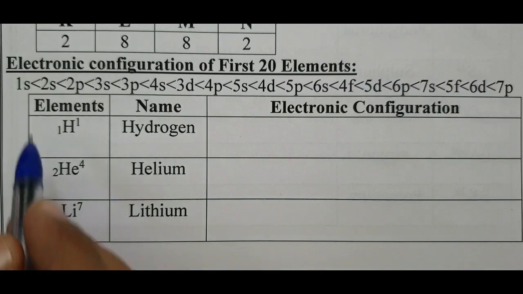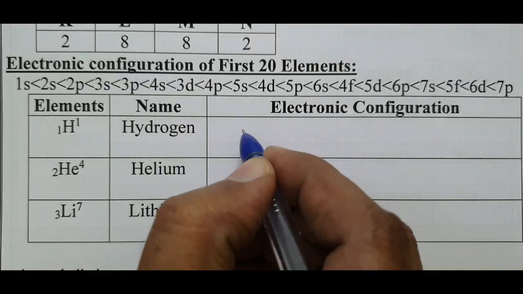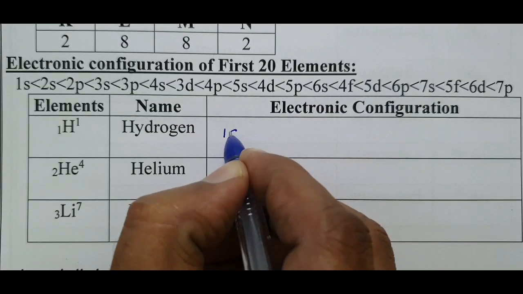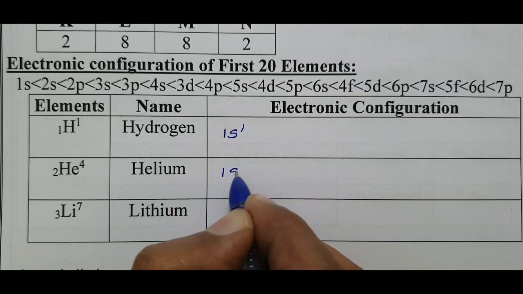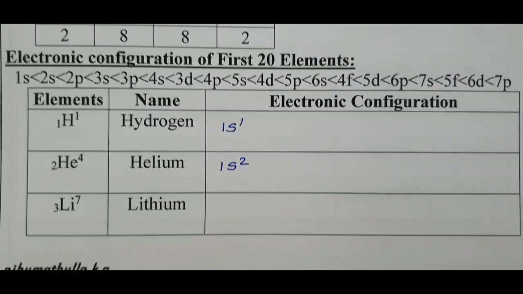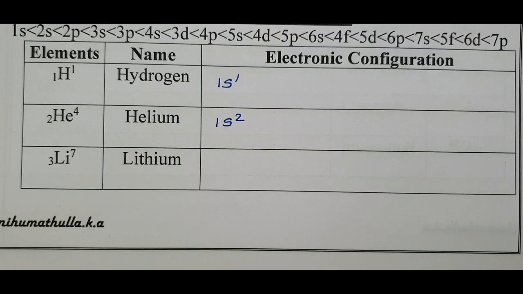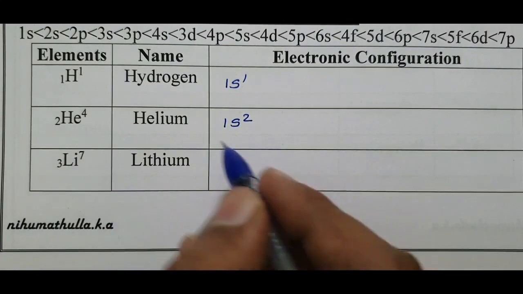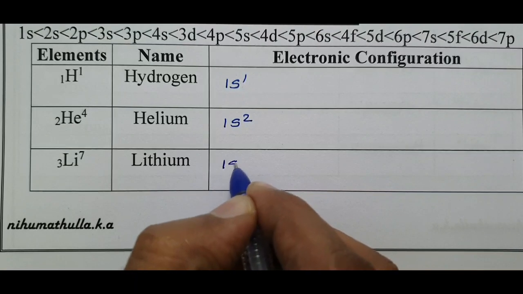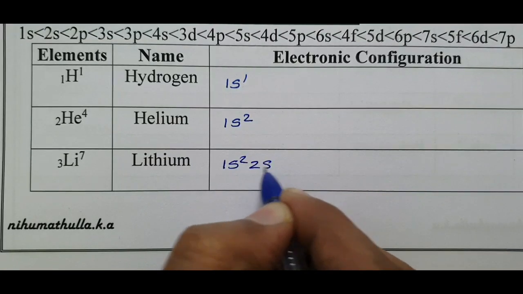First, hydrogen, atomic number 1, electronic configuration 1s1. Helium, atomic number 2, electronic configuration 1s2. The maximum number of electrons in an s orbital is 2, p orbital 6, d orbital 10 and f orbital 14. Lithium, atomic number 3, electronic configuration 1s2 2s1.